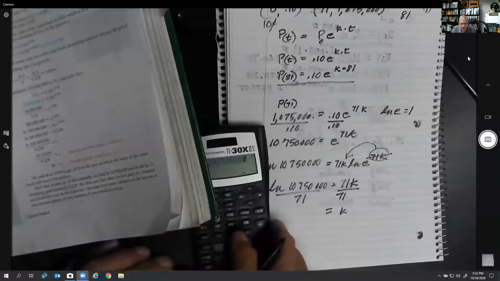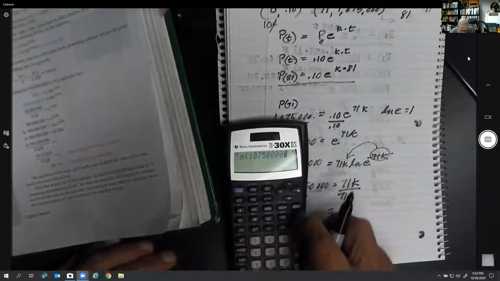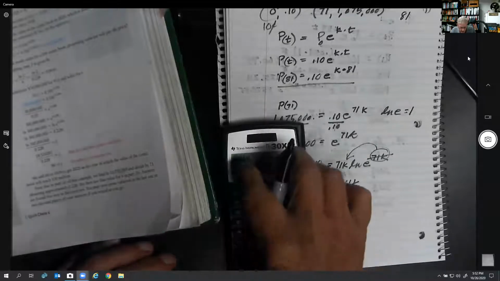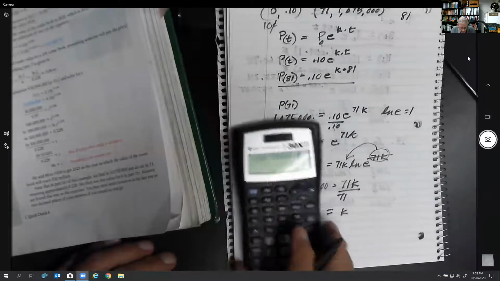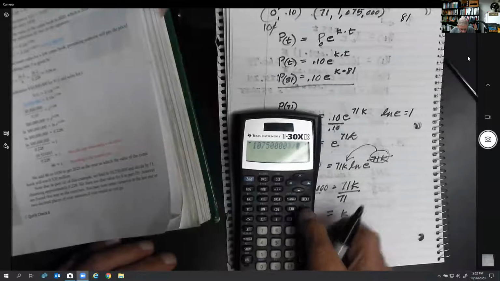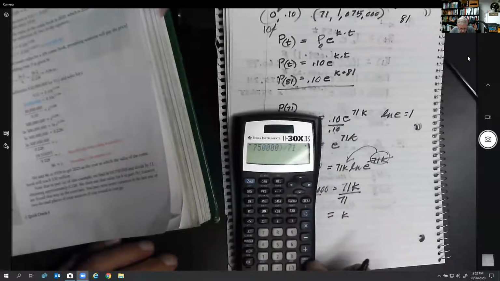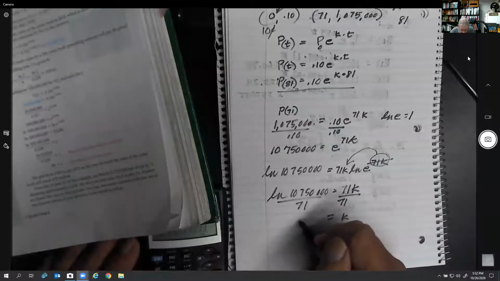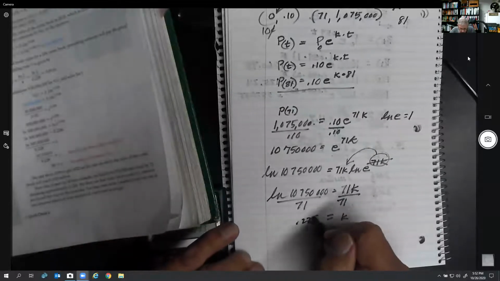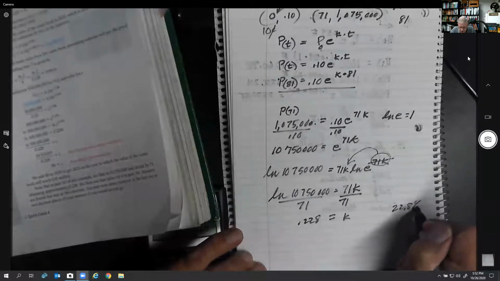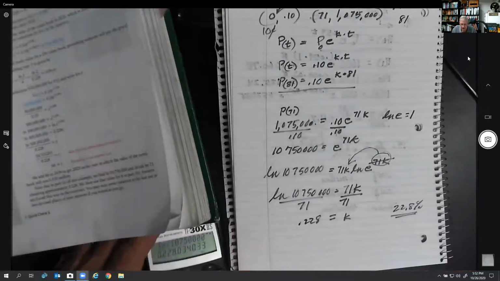Again, you can't see that too well. I want to close off the parentheses. I originally put an ln in front of there, and I want to divide that by 71. I'll show you in a minute. And this comes out to 0.228. So this comic book was growing at 22.8% per year. It was increasing in value.